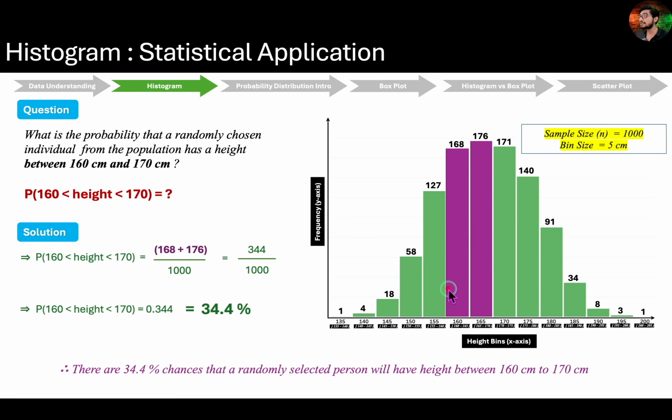I encourage you to observe one more important detail in this example. The range for which we calculated the probability, which is 160 centimeters to 170 centimeters, happens to be perfectly aligned with the predefined bin boundaries. Now let's make things a bit more interesting. What happens if the range we are interested in doesn't line up neatly with the bin intervals we have created? Exactly, that's what we are about to explore next.